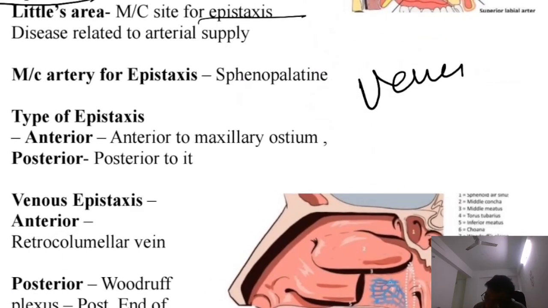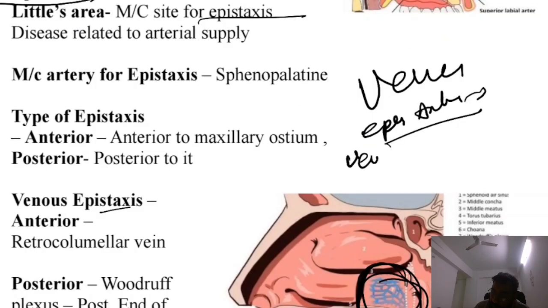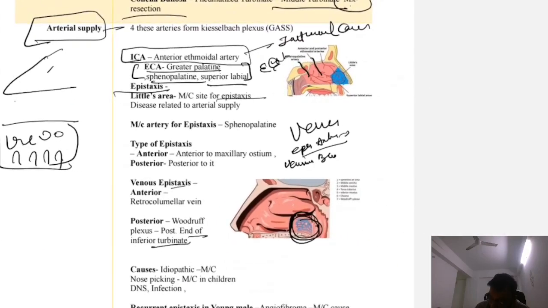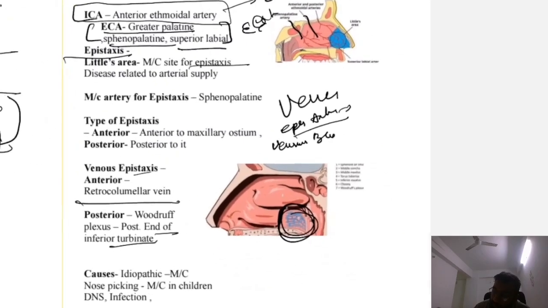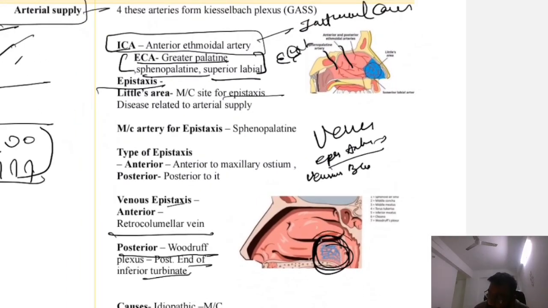So you can see this is posterior epistaxis, caused by the Woodruff plexus. You can see this is Woodruff plexus. It is present at the posterior end of the inferior turbinate. Okay, and epistaxis could be from arterial or venous blood. If it is arterial, then it is the sphenopalatine artery. If it is from venous blood, then in anterior epistaxis it is the retrocolumellar vein. If it is posterior epistaxis, then Woodruff plexus.